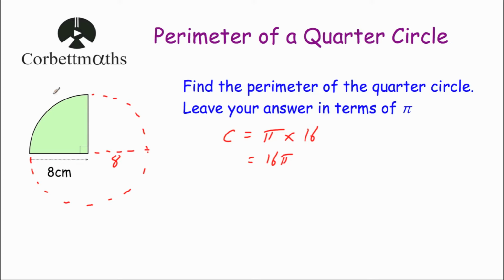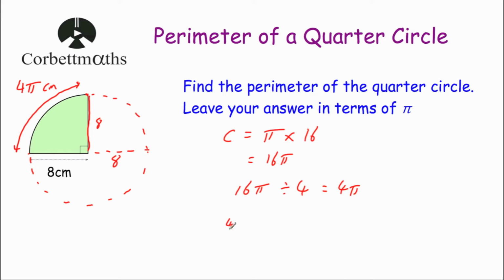Now we just want this part from here around to here. So that's a quarter of the whole circle. So we're going to divide 16 pi by 4. So 16 pi divided by 4 is equal to 4 pi. So that distance from here around to here would be 4 pi centimeters. So we know the length of the arc is equal to 4 pi. So let's find the perimeter of this quarter circle. So let's start here. From here around to here would be 4 pi. Then we're going to add 8, because that's the radius of the circle, and another 8.